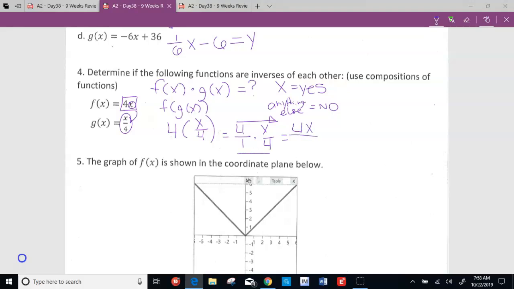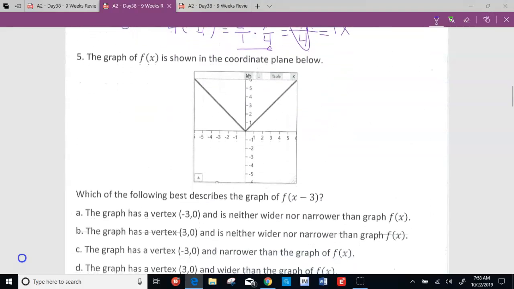Straight across the bottom, 1 times 4. I'll simplify. 4 divided by 4 gives me 1x, or in other words, a single x. So yes, these are inverses of each other. Moving on to number 5.